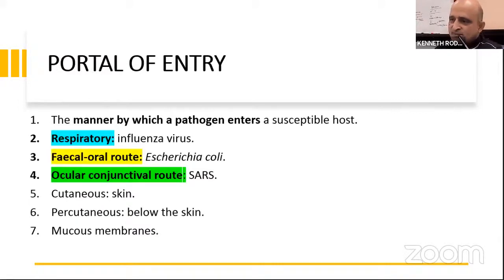The next aspect which we look at is the portal of entry. The portal of entry is basically the manner by which a pathogen enters a susceptible host. So we have the respiratory route, which applies to the influenza virus and the coronaviruses or the SARS viruses. We have the fecal oral route, which applies to Escherichia coli. We have the ocular conjunctival route, which applies to SARS.